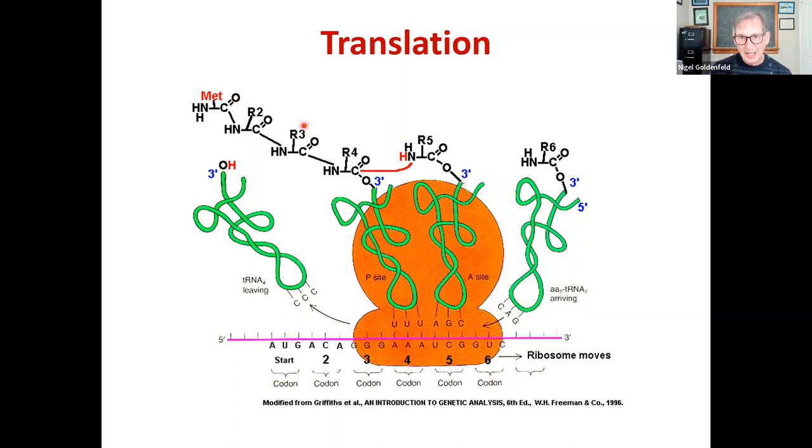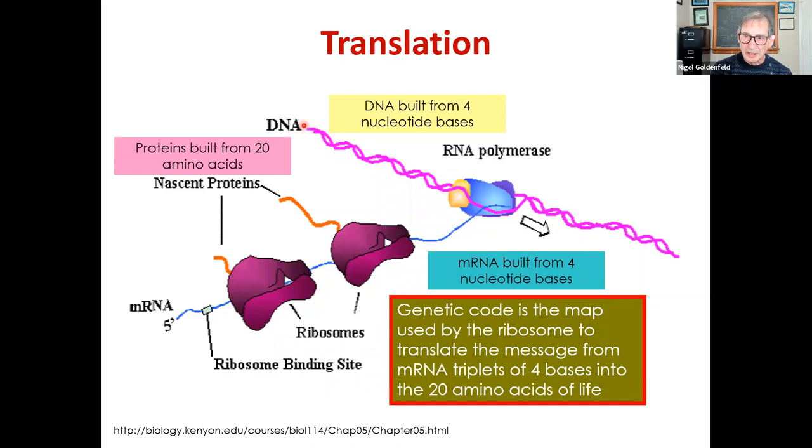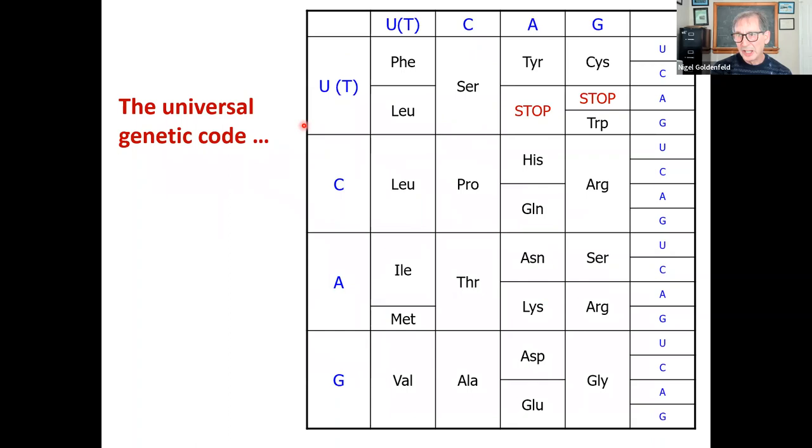So when I talk about the genetic code, what I mean is the map used by the ribosome to translate the message from messenger RNA triplets of four bases into the 20 amino acids of life. And so obviously it's a very degenerate code, and this is what it looks like.